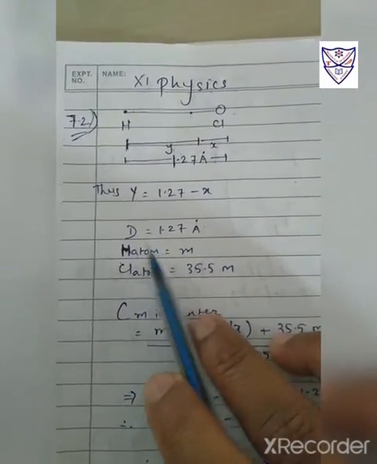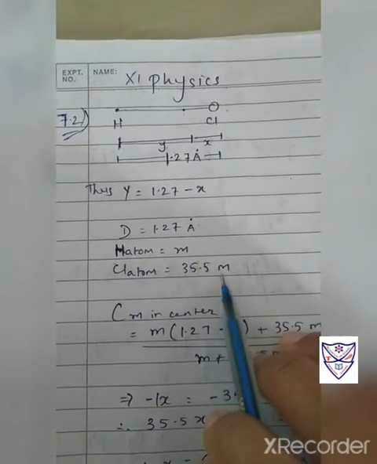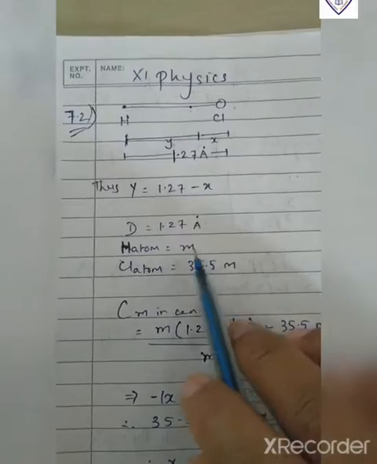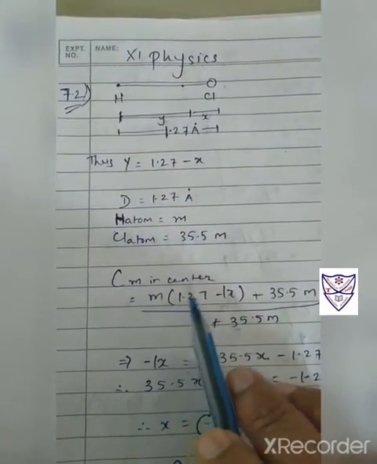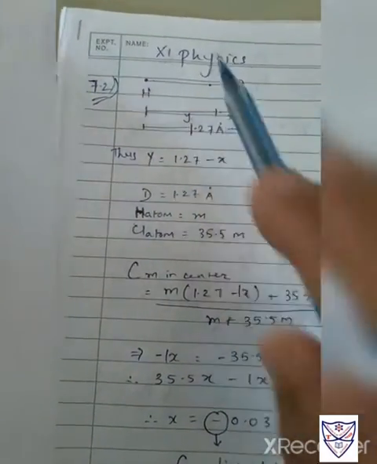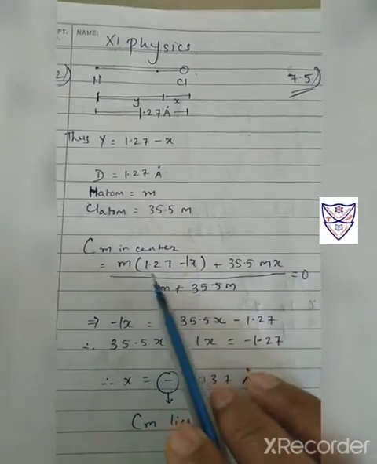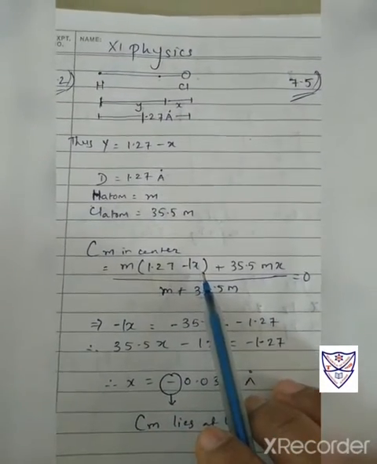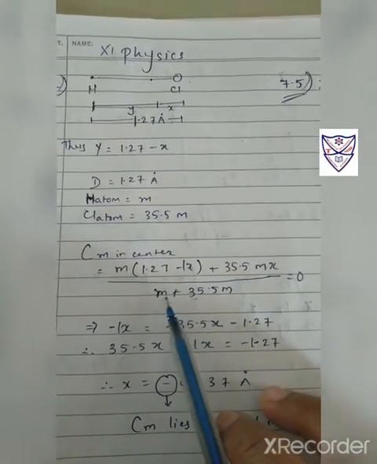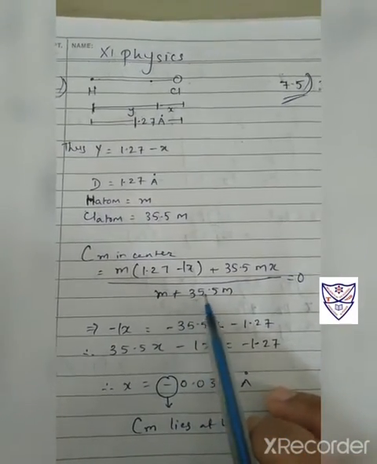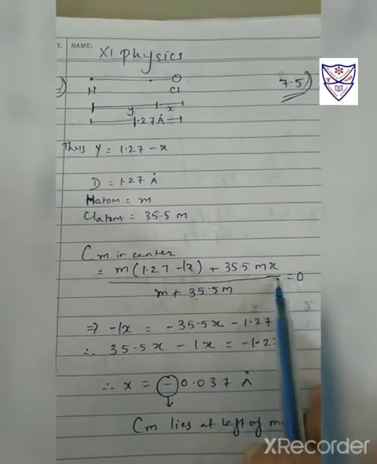Mass of a hydrogen atom I'm considering as m. For the Cl atom it is 35.5 m. m means 1 m. Center of mass is here for the atom, so I can write my equation as m(1.27 minus x) plus 35.5 m x upon m plus 35.5 m is equal to 0.